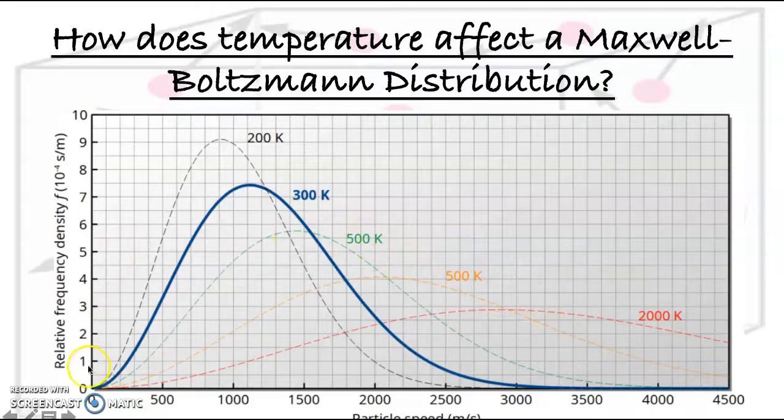Here is a really good example with a bunch of them. You can see we have 200 K, then 300, 500. You see they're going more to the right, and they're getting flatter and flatter, so broader and broader and broader.